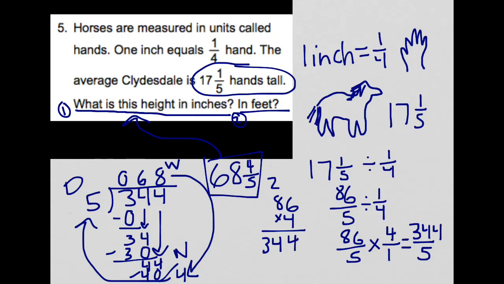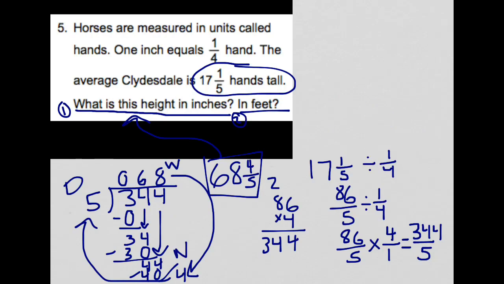Now, it also asks to find the number of feet. So, I know that there's 12 inches in 1 foot. So I then need to divide 68 4/5 by 12. So let me go ahead and erase over here where I put 1 inch equals 1/4 hands, and then the Clydesdale being 17 1/5 hands. And I'm going to do 68 4/5 divided by 12.